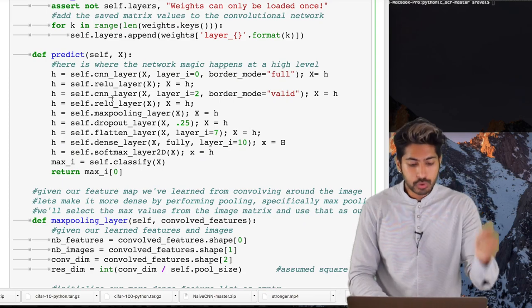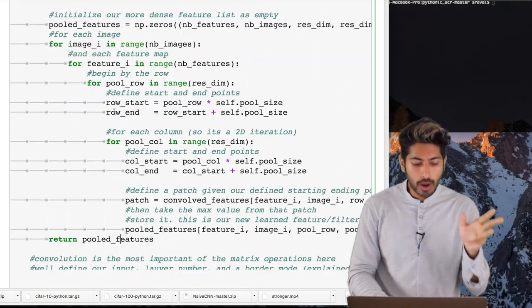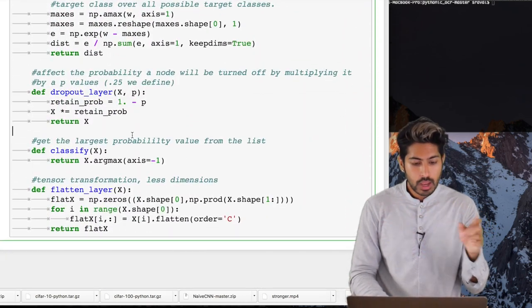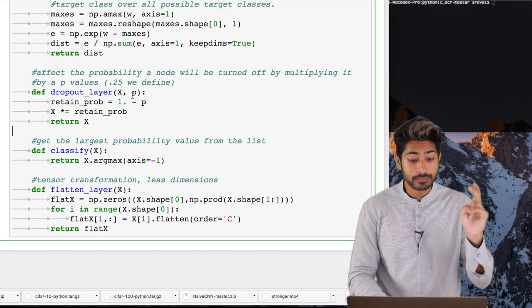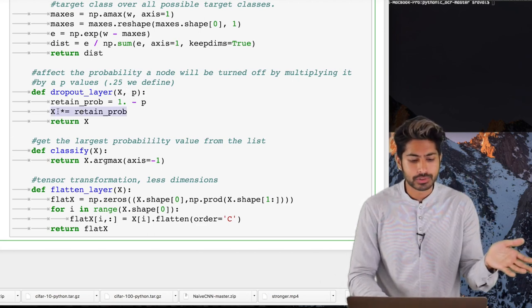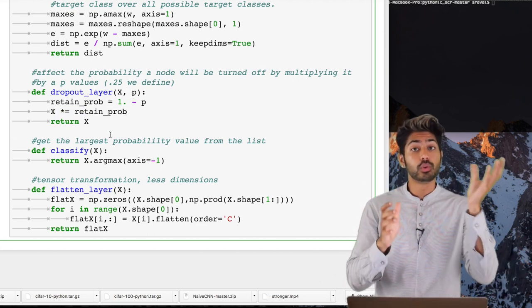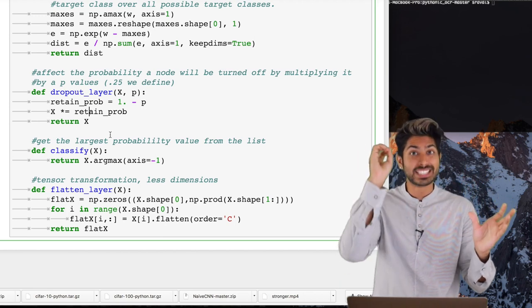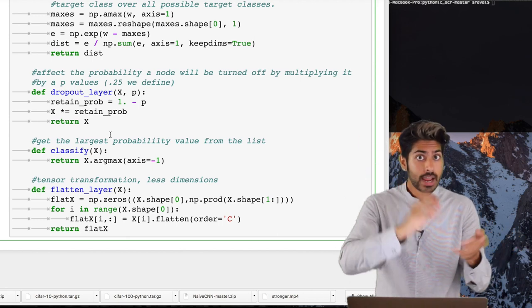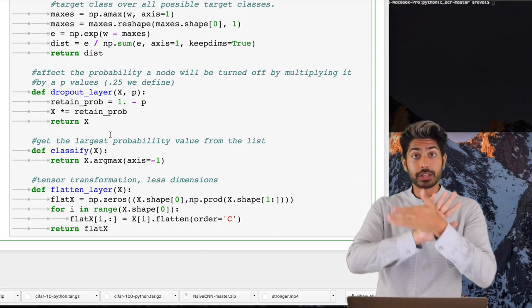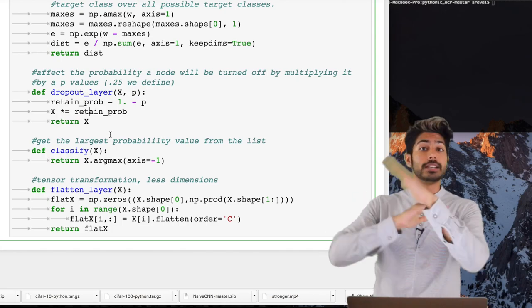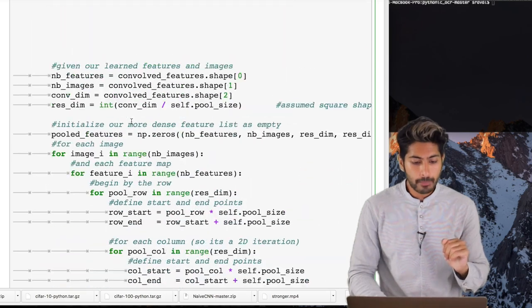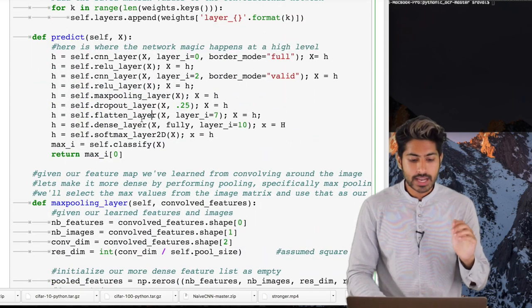Okay, so we've talked about convolution, ReLU, max pooling, and then dropout. So for dropout, we have our probability value that we define as 0.25, and we just multiply it by the input, okay? What that's going to do is turn on or off some part of the matrix, and by on and off, I mean zero. It'll make it either zero or not zero. So then our data will have to learn to either be multiplied by it or find a different pathway. And that's dropout.